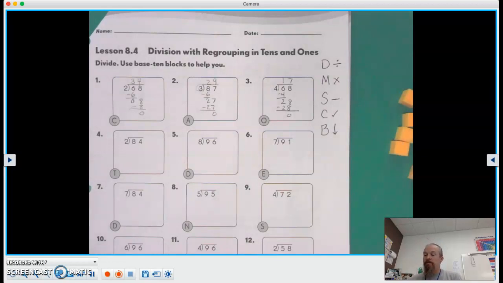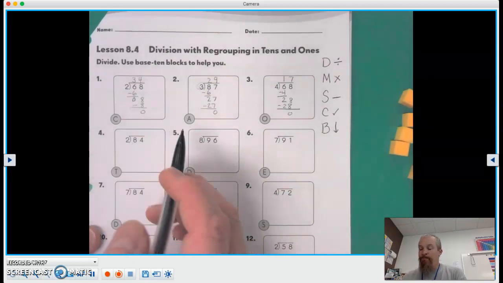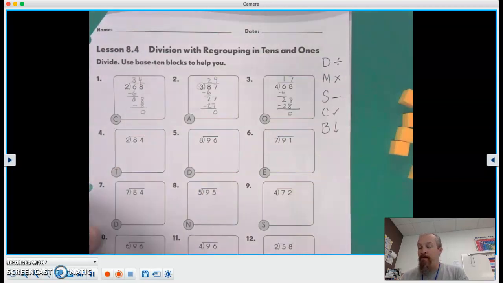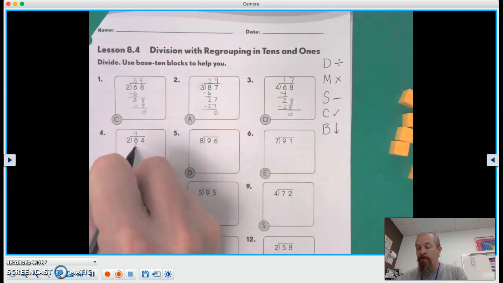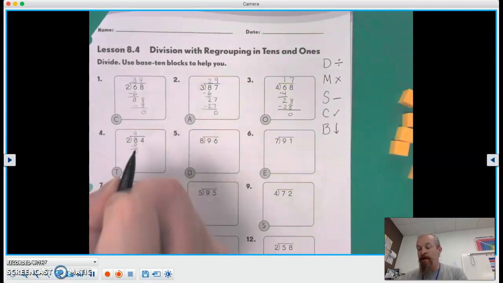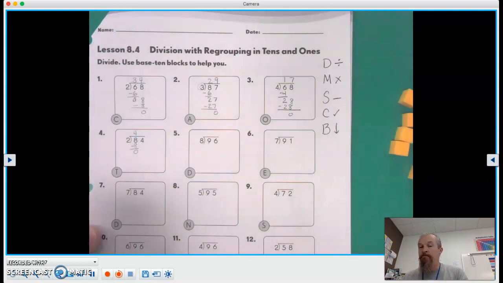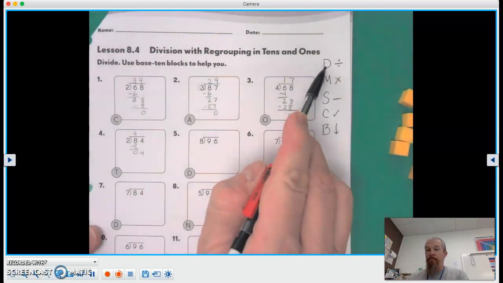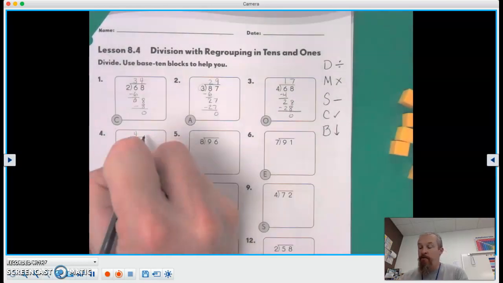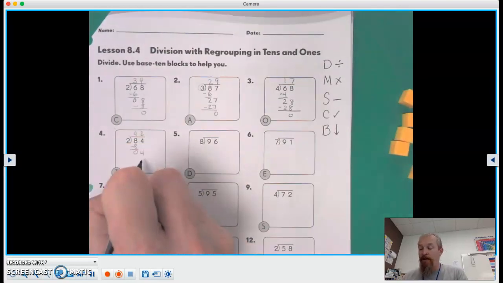All right. Let's go to number 4. 2 goes into 8 4 times. Multiply. 2 times 4 is 8. Subtract. We have 0. Check it. And bring down. Back to the top. Divide. 4 divided by 2 is 2. Multiply. 2 times 2 is 4. Now we go to subtract. 4 minus 4 is 0.